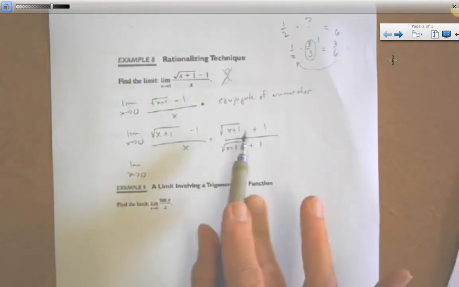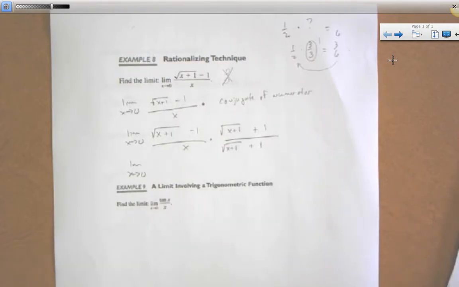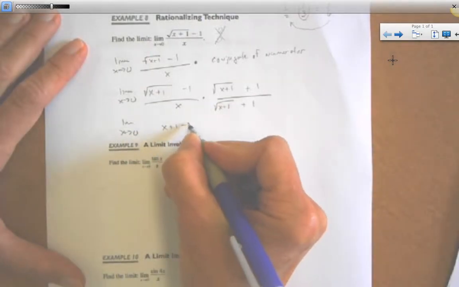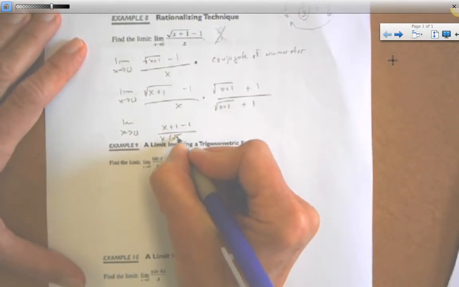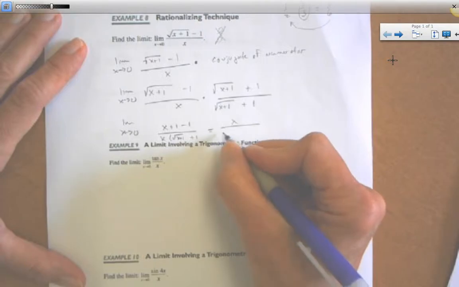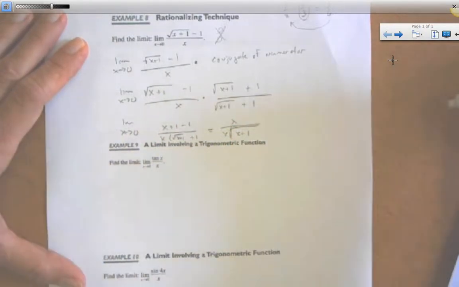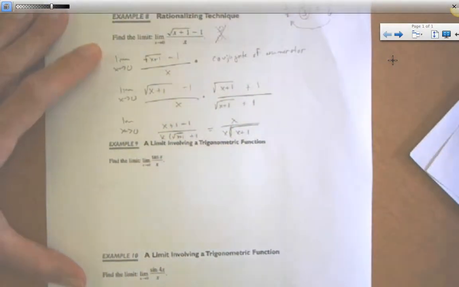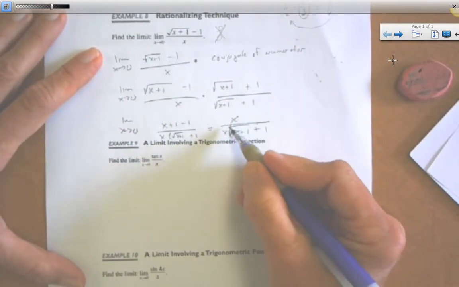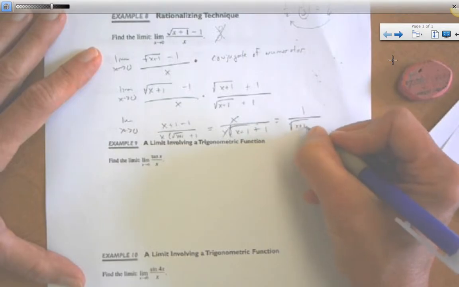Now, remember when you multiply the same terms times each other, but the middle signs are different, it's just a difference of 2 squares. So I'm not going to FOIL this. I'm going to depend on you to remember algebraically how to simplify this. This is x plus 1 minus 1, and I am not going to multiply the denominator. There's no need to. So the 1's drop out. I have x over x times the square root of x plus 1 plus 1. Again, these drop out, and now I'm left with 1 over square root of x plus 1 plus 1.